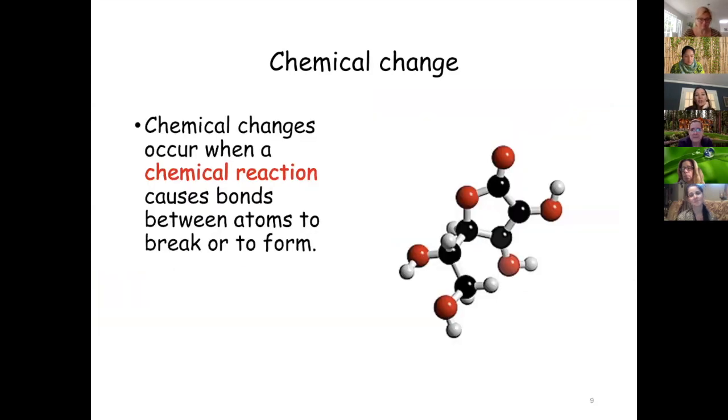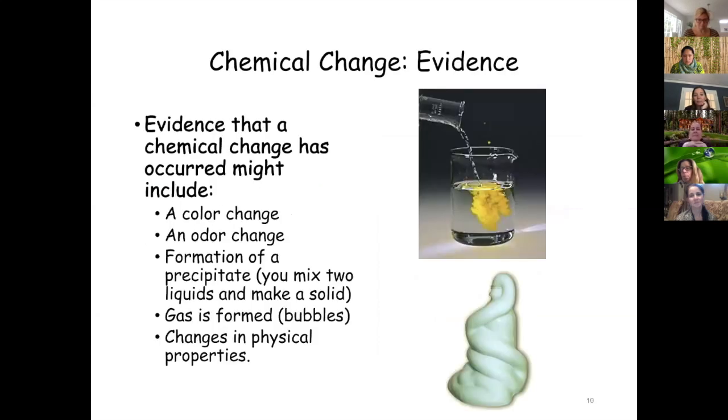Chemical changes occur when a chemical reaction causes the bonds between atoms to break or form. So a physical change, if you have water, which is two H's and an O, and it goes from a solid to a liquid, it's still two H's and an O. That's a physical change. A chemical change occurs when the bonds between the atoms break or join together with other atoms. You have to look for evidence of chemical changes. That means there's something new that was there that wasn't before.